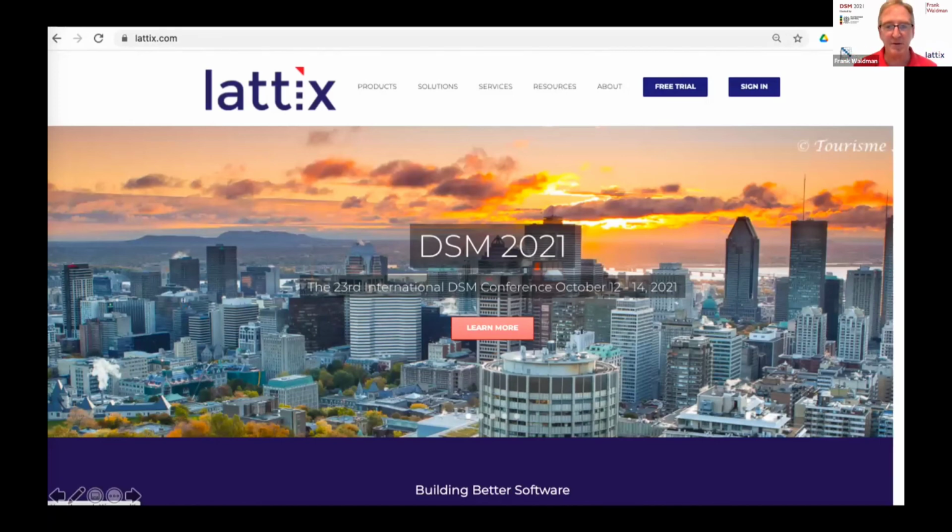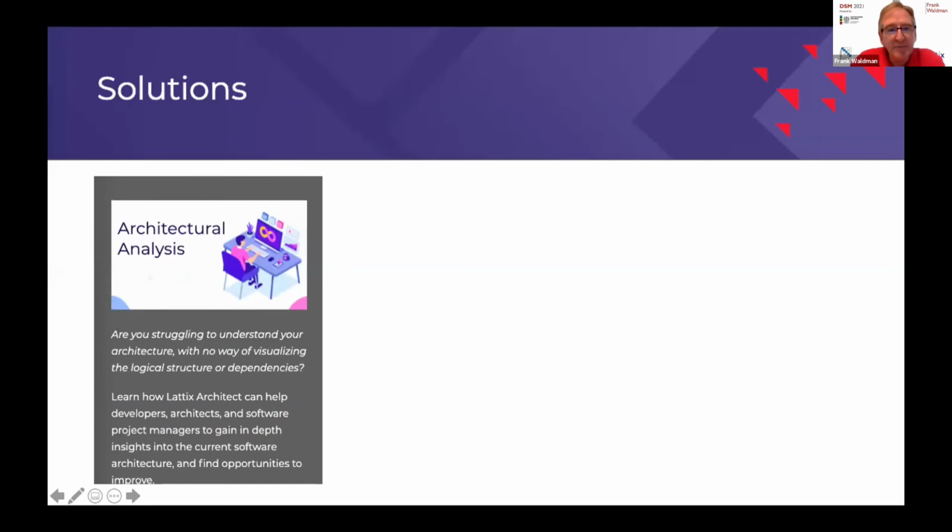So LaTeX, you may not know about very much unless you're doing software engineering. So that's been our history. LaTeX has been around since 2003. We have 1,200 customers in 30 countries, lots of partners, lots of integrations. So we're very active. A very active company promoting DSM, and you can see we're promoting the DSM conference as well.